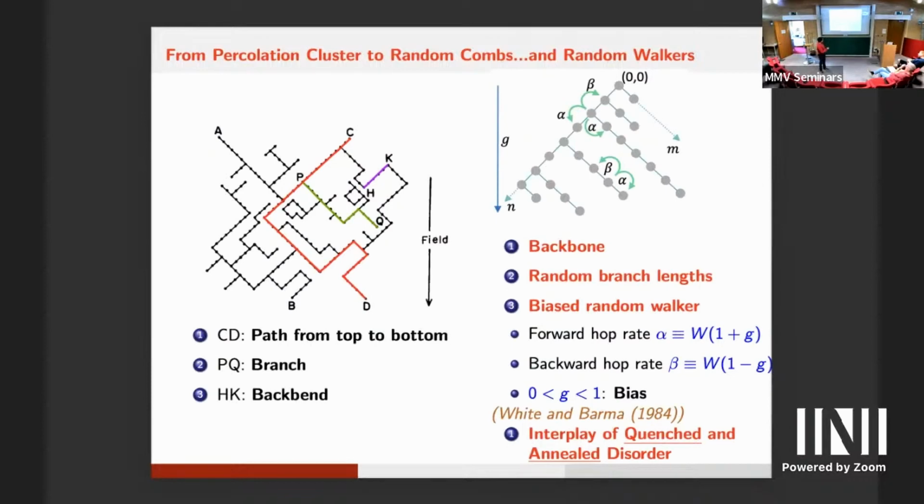As I mentioned, there is a backbone and then there are these branches. These branches are of random lengths, but this is a quenched disorder in the sense that the randomness is given to me at t equal to 0, and that's it. It's frozen in time. This randomness, namely the branch length distribution, doesn't change. The branch lengths themselves don't change as a function of time.